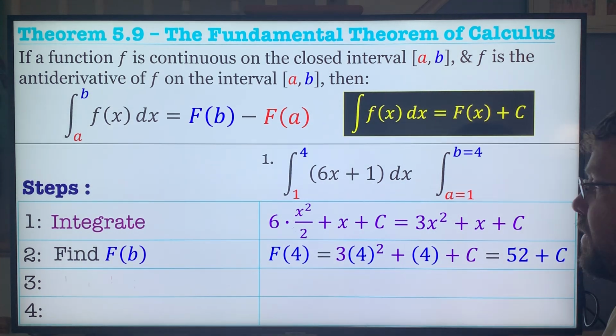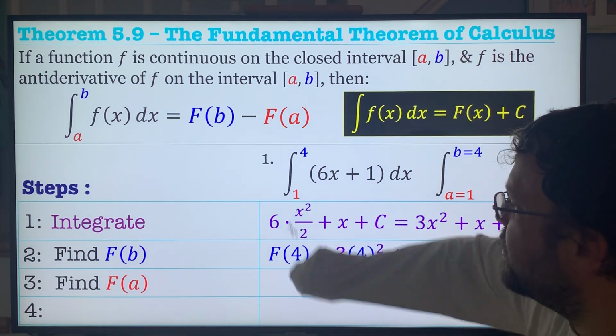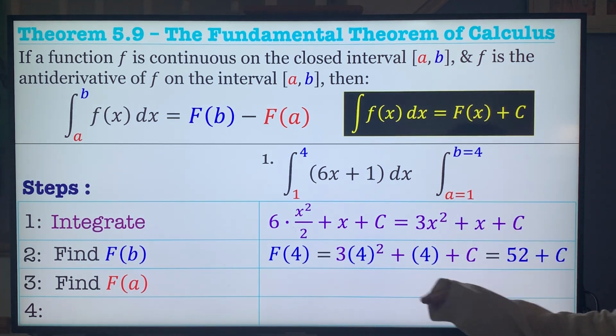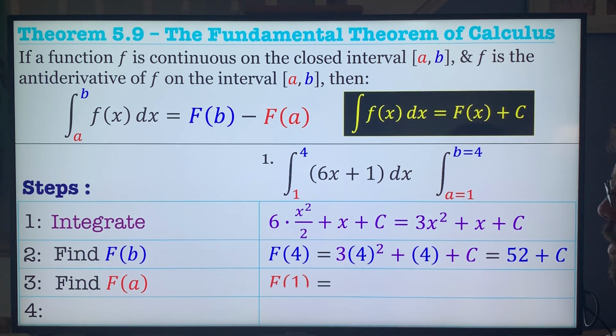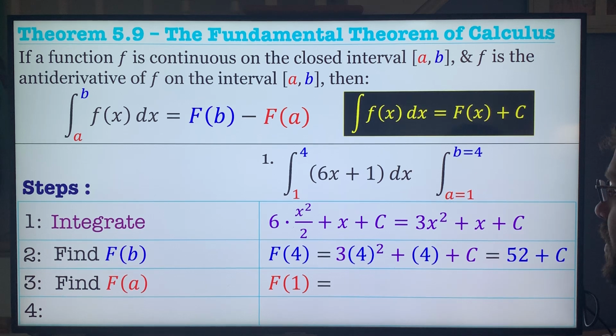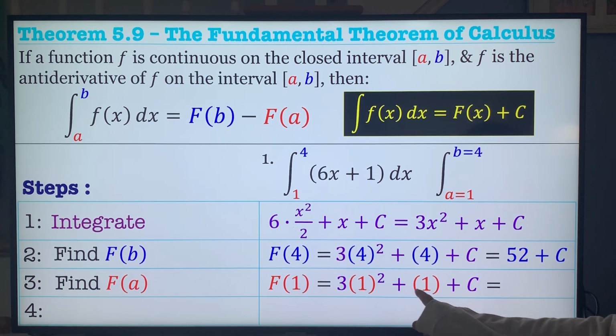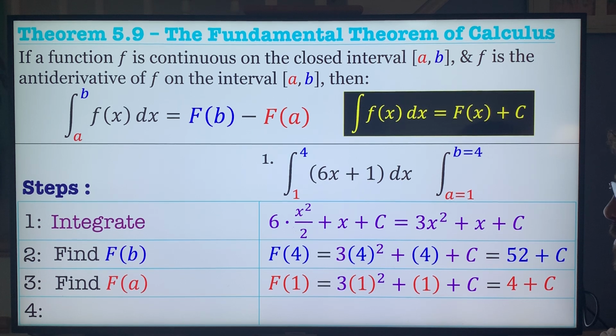All right. What do you think you'd find next? You find f of a. How do you find f of a? You take a, which is 1, and you plug it in for the x's. Now, you're plugging it into the integrated form, not the original problem that you integrate. So 3 times 1 squared plus 1 plus c. 3 plus 1 is 4 plus c. This is your f of 4. This is your f of 1.